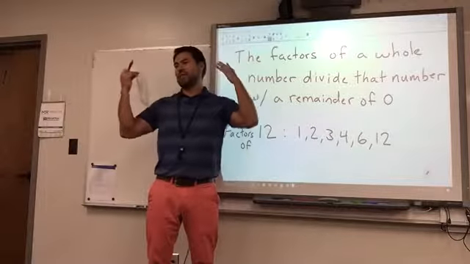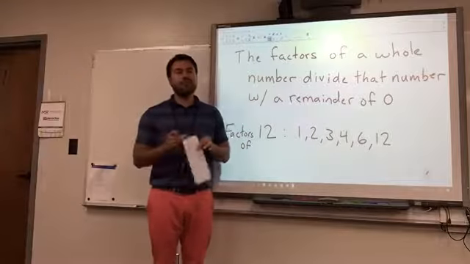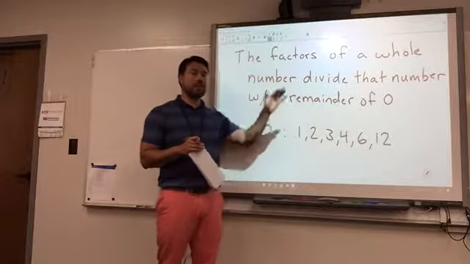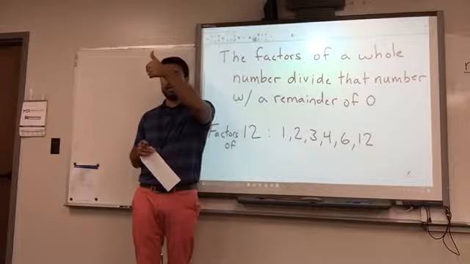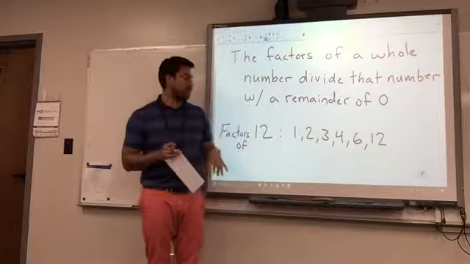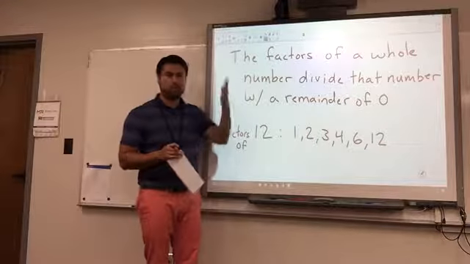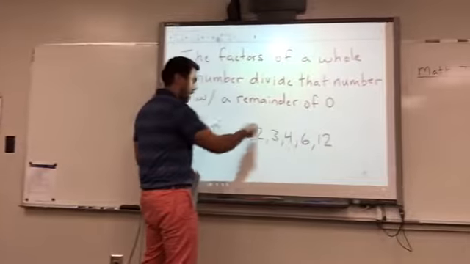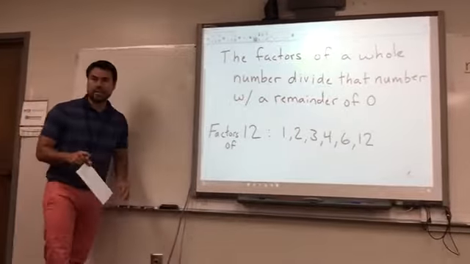Okay, but remember how I was getting to the pattern 1, 2, 3, 4? And I really wanted to say 5. But is 5 really a factor of 12? No. Okay, can 12 be divided by 5? And the answer is yes, it can be. But will it have a remainder of 0? No, it will have a remainder of 2. So it doesn't go into it evenly. 5 is not a factor of 12. Okay, you guys get that?